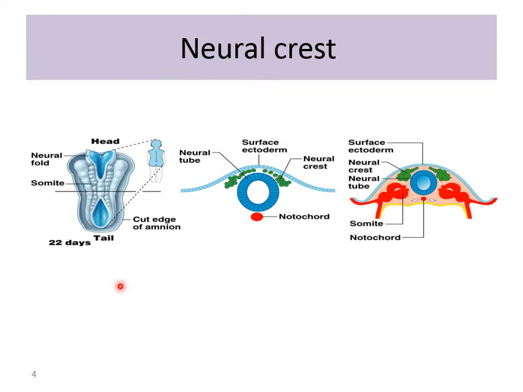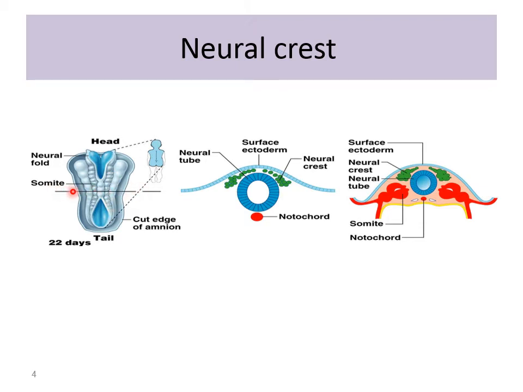The neural crest cells, we can explain in this diagram of a fetus or an embryo of 22 days. We have a look from above. This is the region of the head or the cranial part, and this is the caudal part, the tail. And here we have the somites, these rounded structures, the somites.